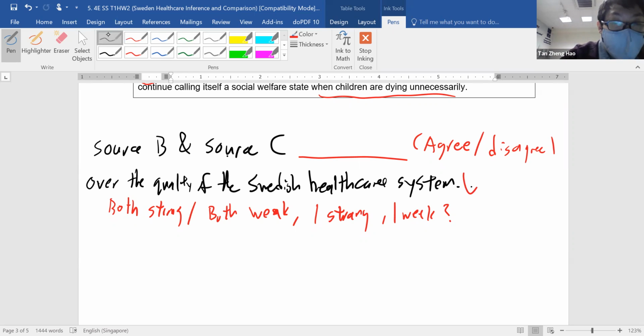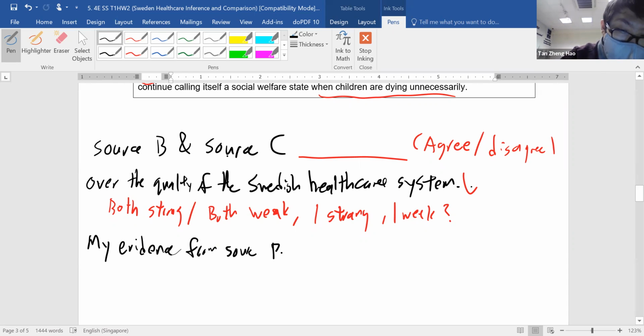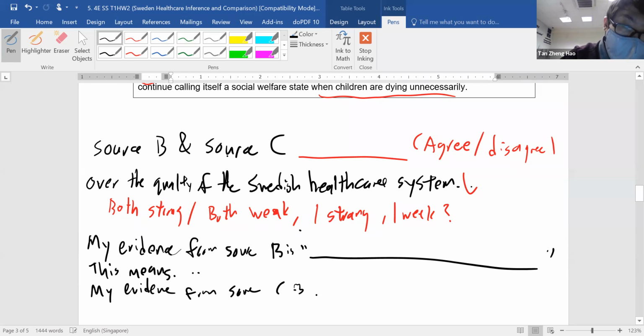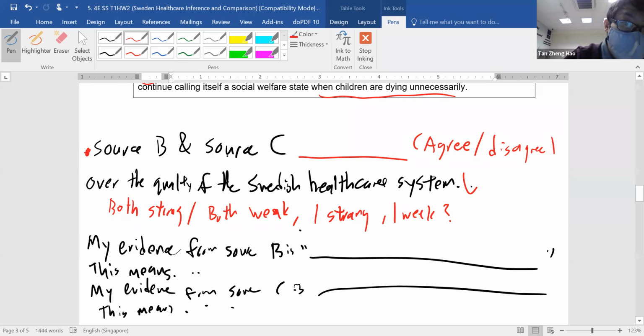Okay, after that, give me your evidence. My evidence from source B is, so you give me your evidence. This means, so explain what the source B evidence means. And then after that, give your evidence from source C also. The evidence, this means what? Okay, so the format is quite straightforward. Give evidence, explain, evidence, explain.